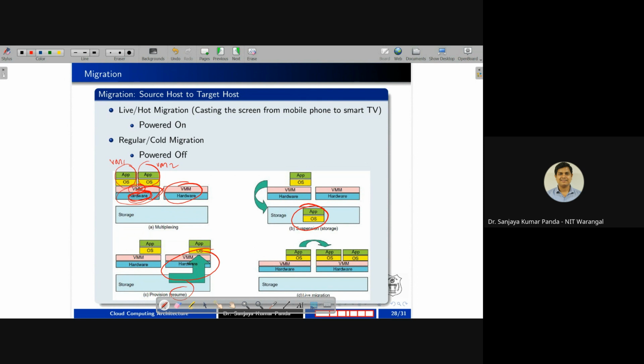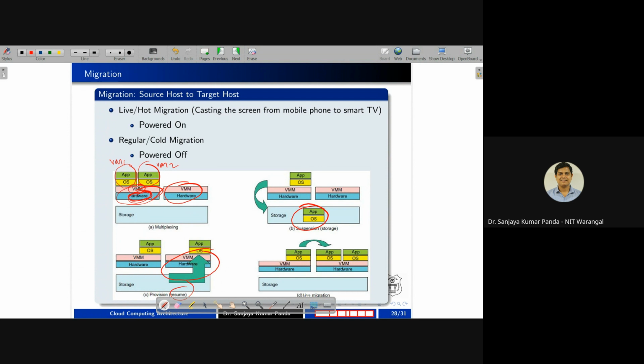Or we call it a regular migration, because the computation is hampered. Computation will not be done once you suspend a particular resource. Until you resume it, it is not going to. The computation is hampered from the suspension to the resumption, right? But when you go for hot migration or live migration, we can migrate while the computation is going on.